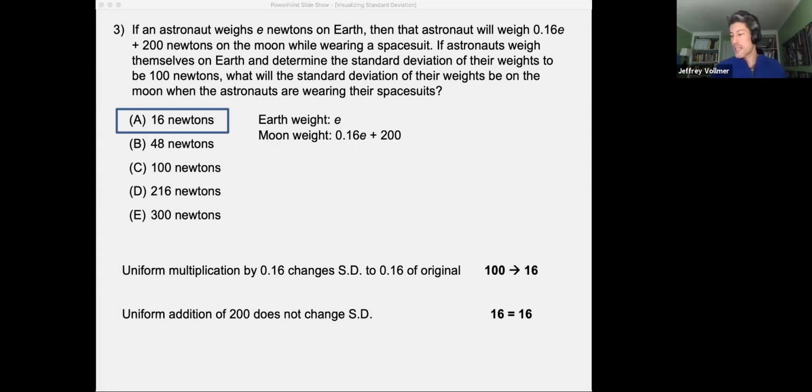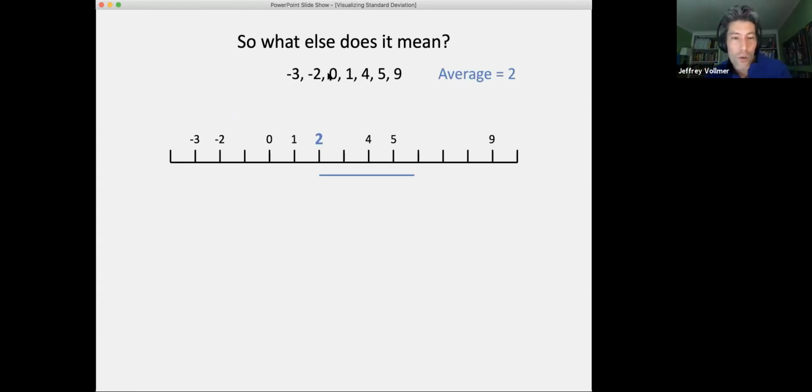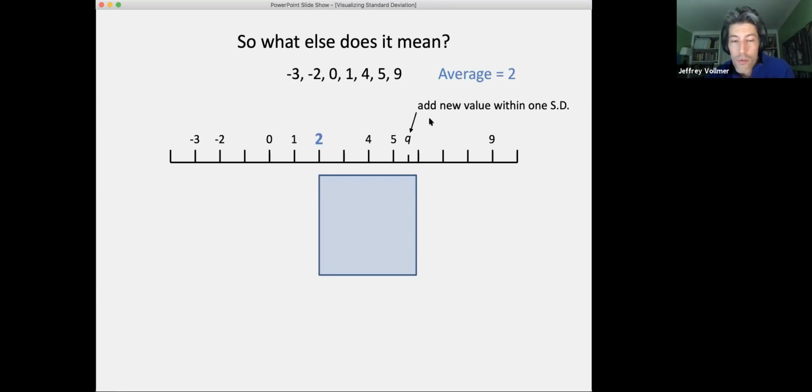So one question that's come up before is what happens when you add a value to the set that's inside one standard deviation? And I do have a visual to show here. This was our old set early on when we showed all the squares. But let's say we add a value right here. We'll call it Q. I don't know, this Q is underutilized. And it's clearly within one standard deviation of the mean. What happens when you calculate the new standard deviation?